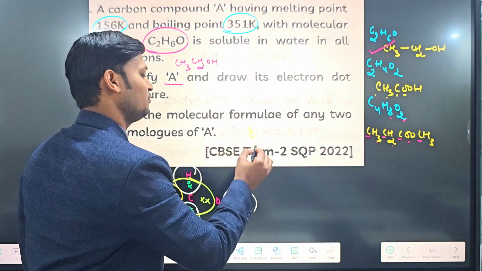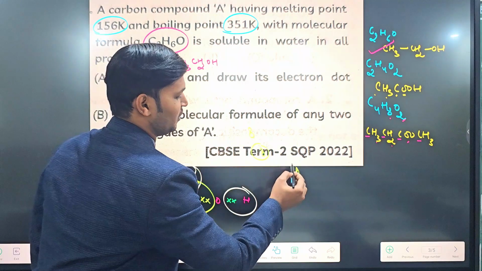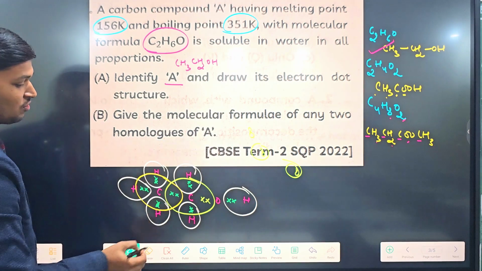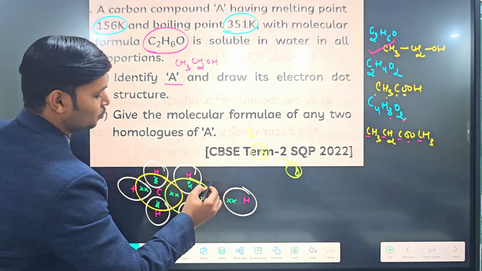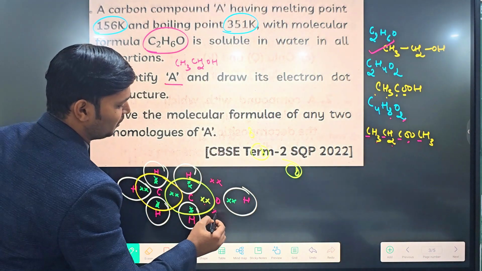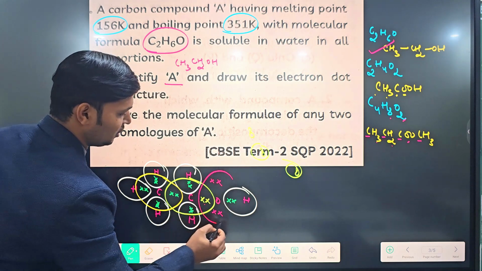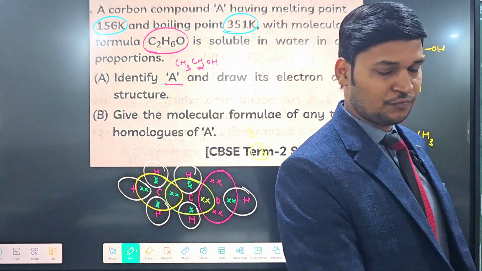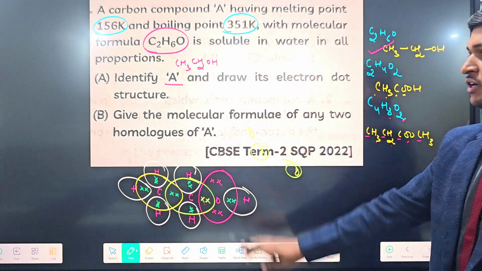complete its octet and must have the 8 electrons, right? 8 electron इनके पास भी होना चाहिए, but here we can see only the 4 electrons are there, 2, 2, 4, so 2 electrons आप as a lone pair का part अपने से draw कर दोगे, ये गलत नहीं होगा. This is what the electron dot structure of ethanol is, right? I hope you understand this question.